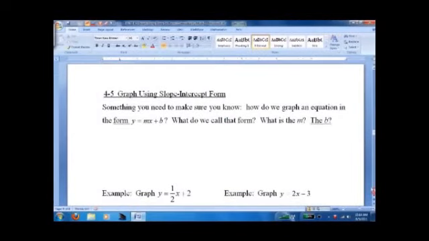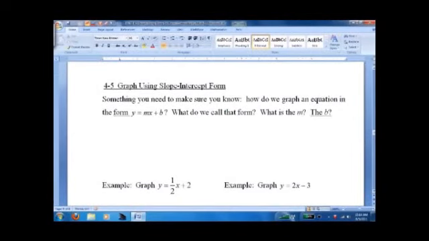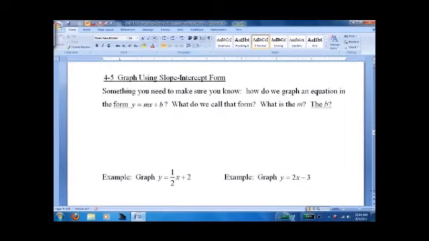Today's lesson is on graphing using slope-intercept form. This lesson will focus more on one particular topic, and it's important to get it because you will spend a lot of time using it in mathematics, geometry, algebra 2, pre-calculus, calculus, business, science. It's very common.